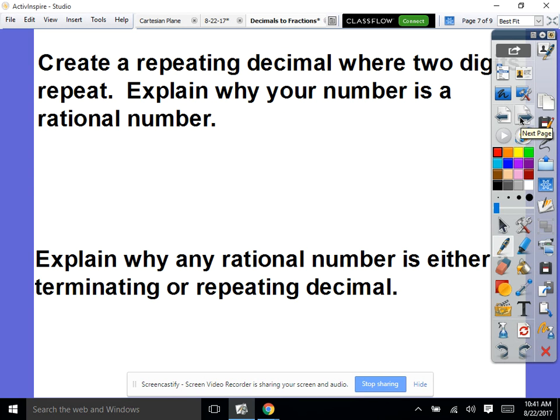All right, and then I want you to create a repeating decimal where 2 digits repeat, and explain why your number is a rational number. And I'll give you a chance to talk to your shoulder partner about that tomorrow. And then I want you to think about and explain why any rational number is either terminating or repeating.